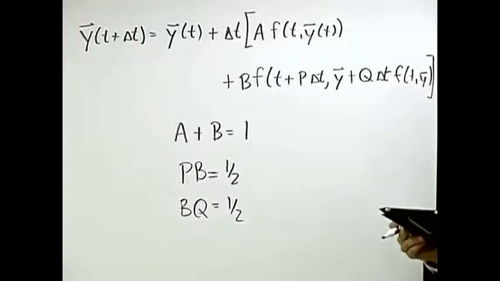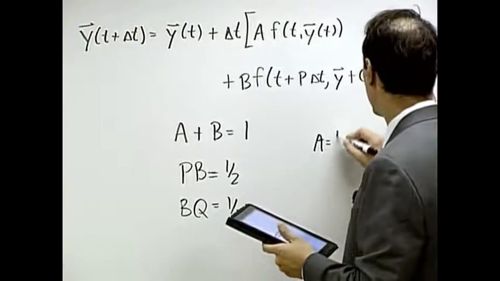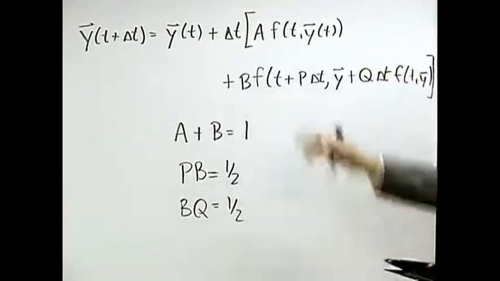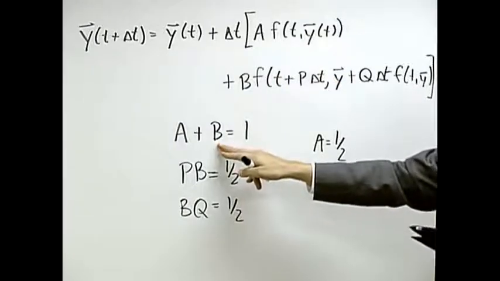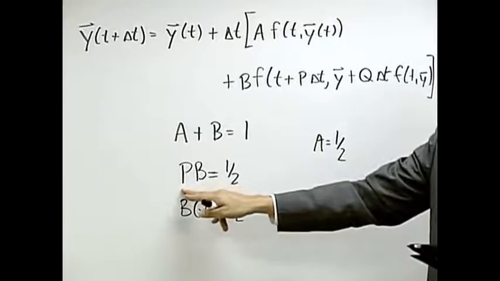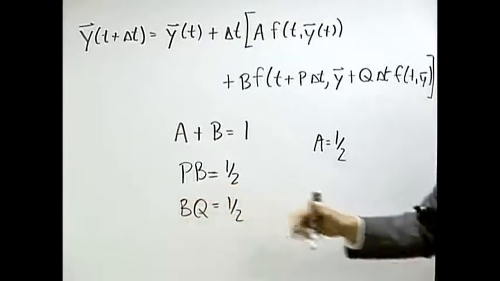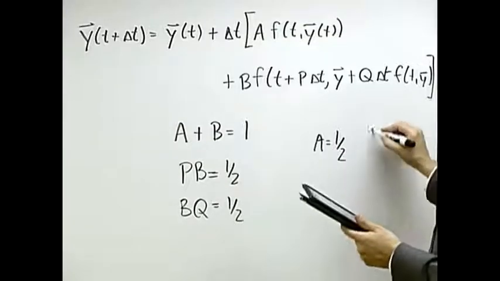And the answer is sort of yes, you can. So for instance, if you do A equals 1/2, let's talk about what that means. If A is a half, B then has to be a half. Okay? And if B is a half, P is 1.